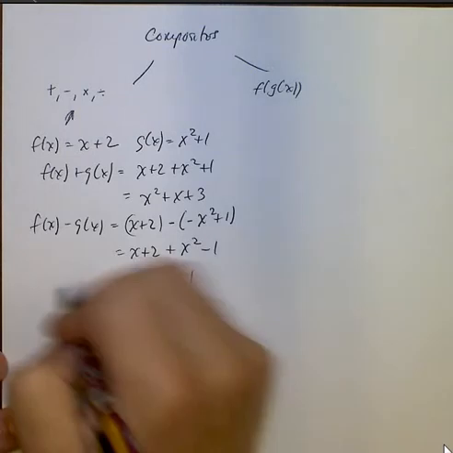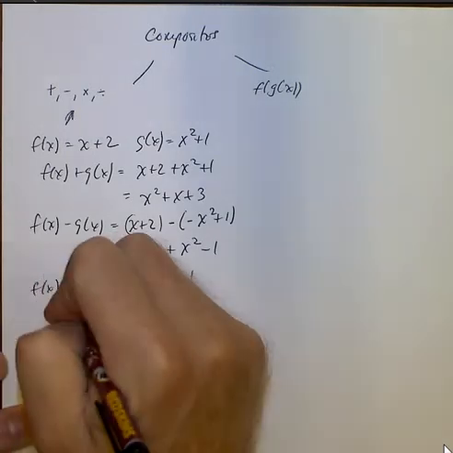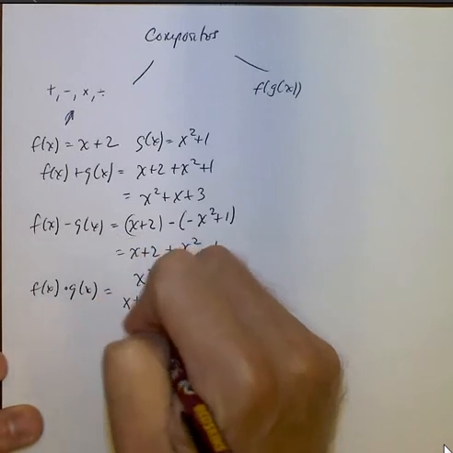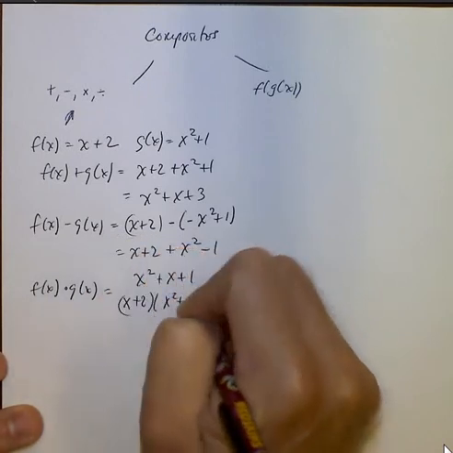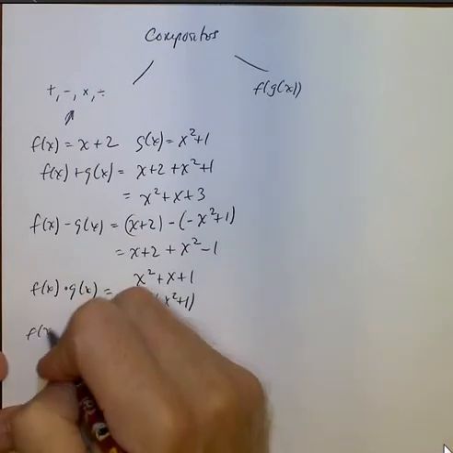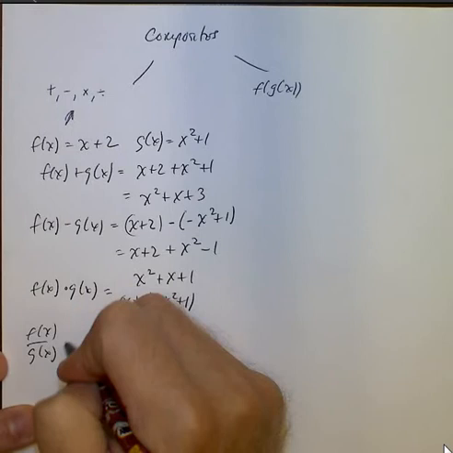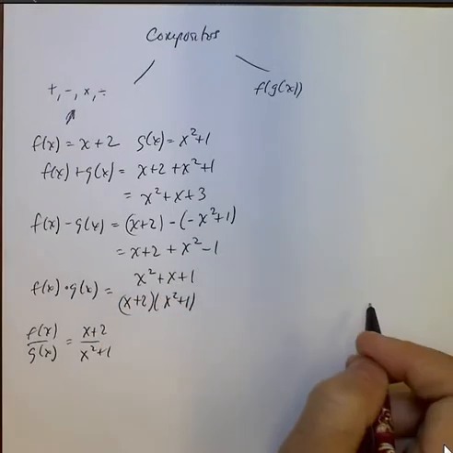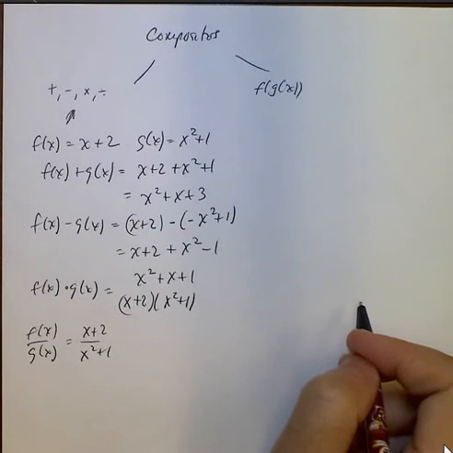And for multiplication, we can do f of x times g of x. So we're going to end up with x plus 2 times x squared plus 1. And you wouldn't FOIL this. I need you to FOIL this out for real. And then there's f of x divided by g of x, which is x plus 2 over x squared plus 1. And that can't be simplified. So the plus, minus, multiply, divide is pretty straightforward.